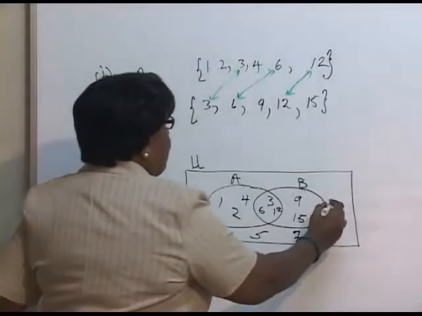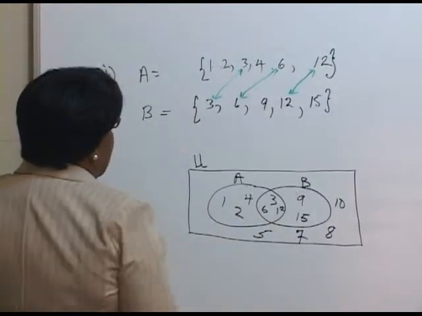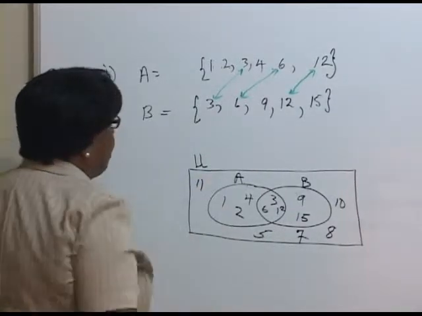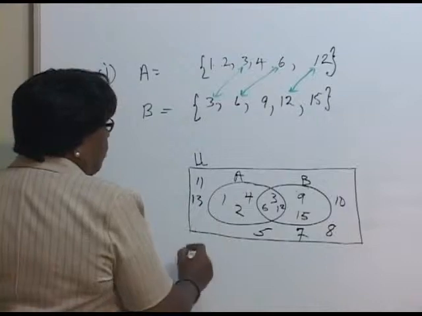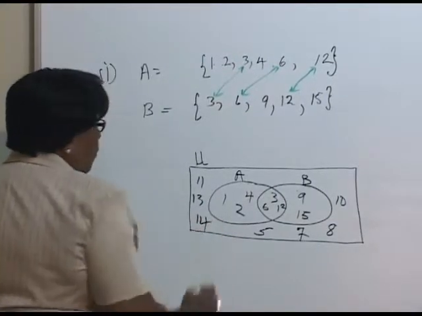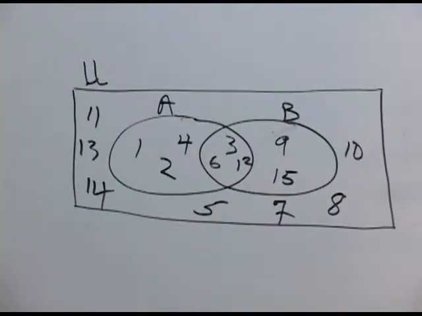9. We don't have 10, 10 has to be out here. Then we look again and 11 has to be out here. 12 is there. We don't have 13, neither do we have 14. And that is how we place the other members. So the members that are not in the subsets, but are part of the universal set, would be outside in the rectangle.